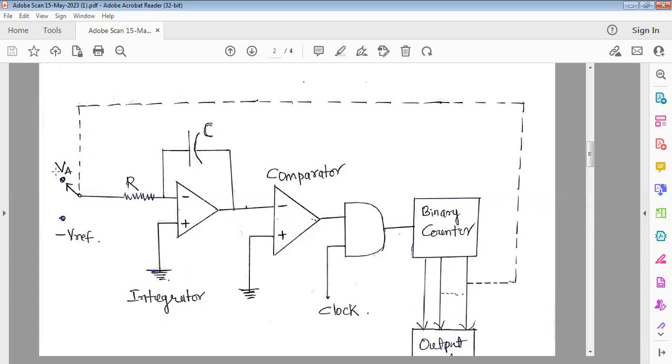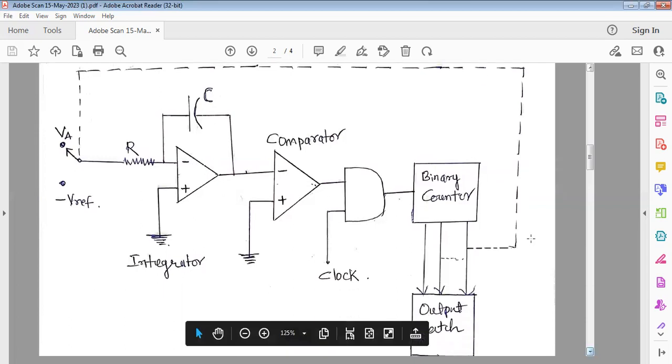But when this input analog voltage is connected to the integrator, since it is a positive voltage applied at the negative, inverting terminal, the output of the integrator will increase in the negative direction. But when the negative reference voltage is connected, the output of this integrator will be in the positive direction. So in this way, two cycles are there, one during the negative half cycle and next during the positive half cycle, and one complete cycle is used for the conversion process.